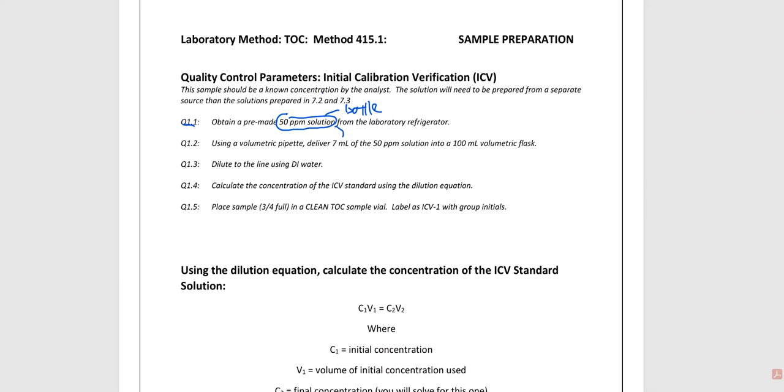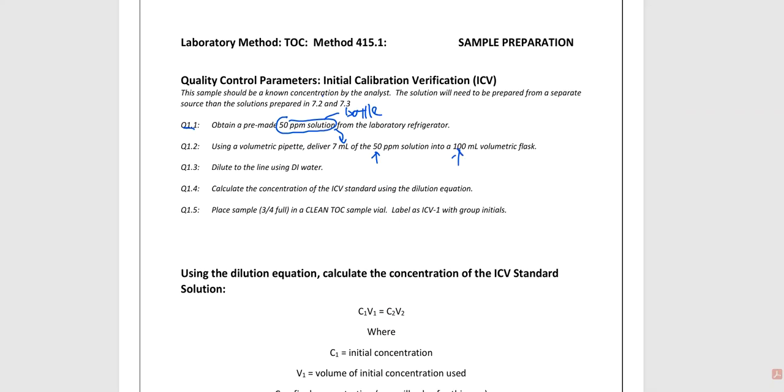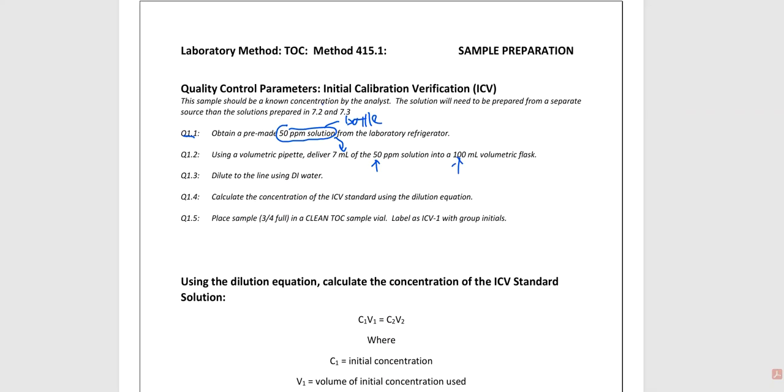Take 7 milliliters by a volumetric pipette of the 50 ppm, and you're going to dilute it to a total of 100 milliliters at the very end. You're going to mix it really well, and then if we give you some type of container, pour them into those containers, pour them into the TOC sample vials or containers, whatever floats your boat, it does not matter. We'll let you know what to do on that day when you come in.